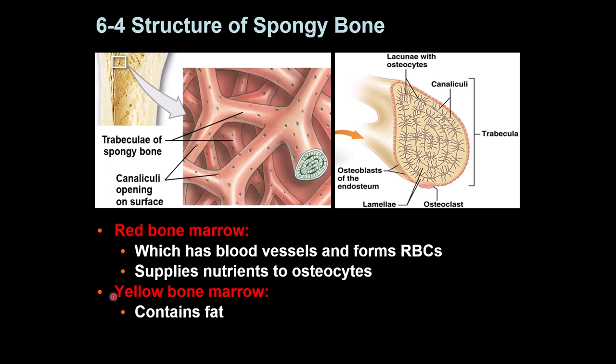So at a younger age, most of the bones have red bone marrow. As you get older, it changes. Some of them will remain, like flat bones remain, and they will contain red bone marrow. But the long bones will change, and they will contain fat. And the location of the spongy bones, as I said before, can be in the epiphysis or in the medullary cavity.